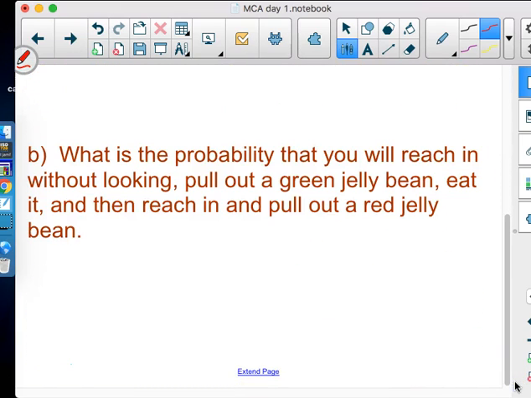All righty. This one says, what's the probability you're going to reach in without looking, pull out a green jelly bean, eat it, and then reach in and pull out a red jelly bean. Now that word "and" is important in probability. And usually means multiply. So in this case, we're talking multiplication. That's because we want both things to happen at once. So let's see here. We need to get a green jelly bean. How many greens were there? 17 out of 60.